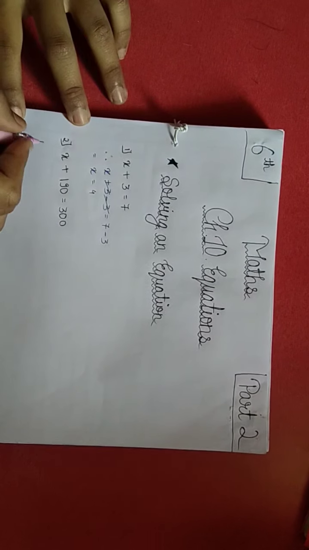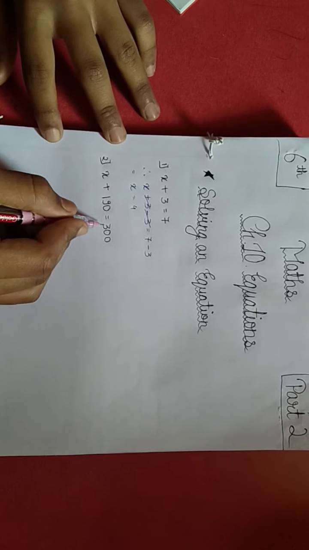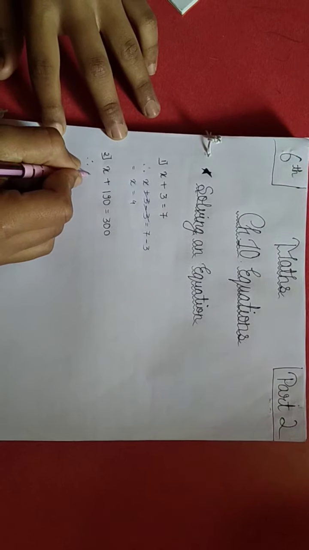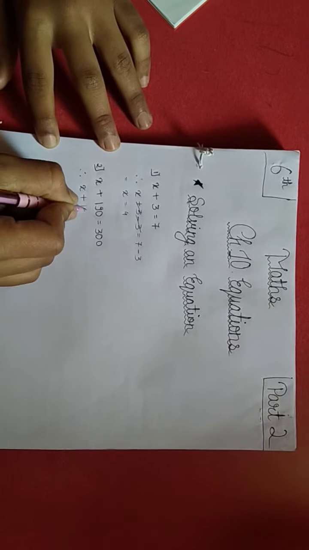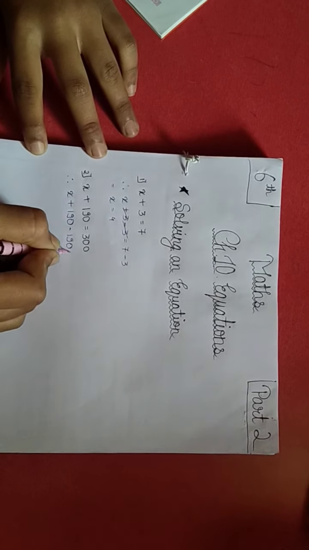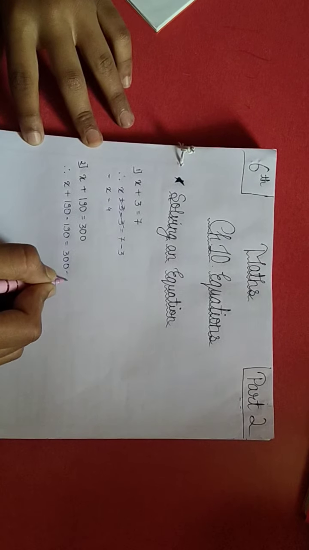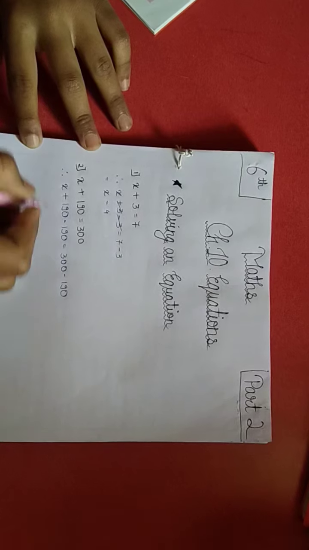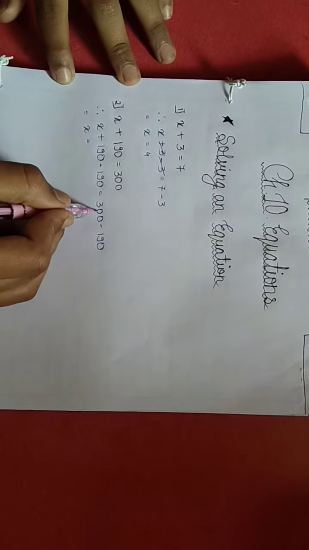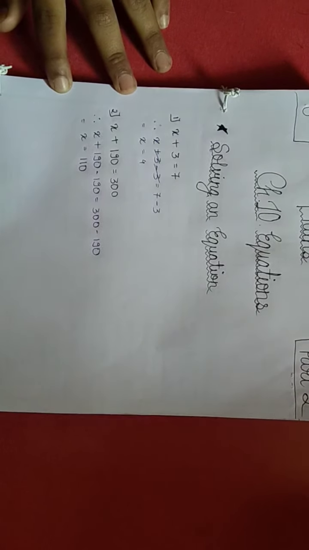The second question, x plus 190 is equal to 300. So therefore x plus 190, the opposite sign we have to put, minus 190, is equal to 300 minus 190. So x is equal to 300 minus 190, which is 110.